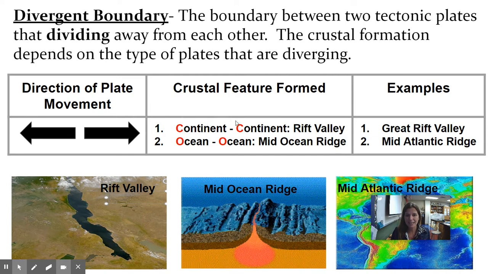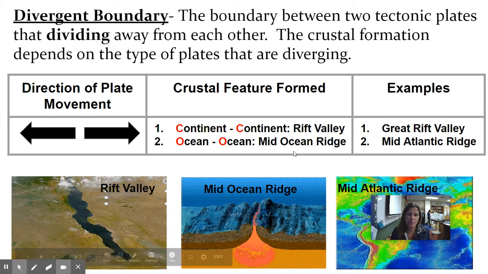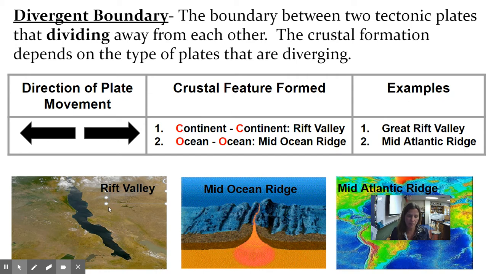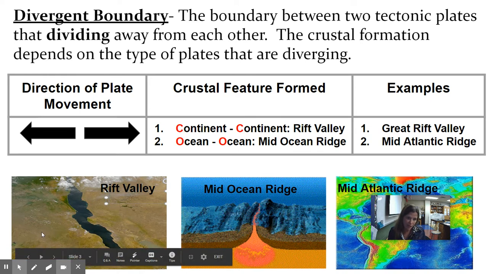If we have a continental plate diverging, we get a Rift Valley. An example would be the Great Rift Valley in Africa. So you have part of Africa diverging from the other part of Africa.